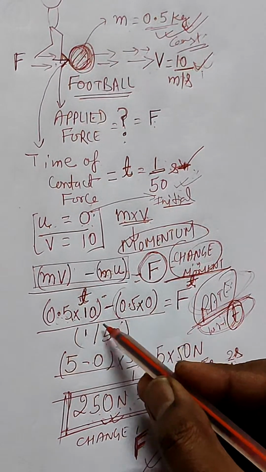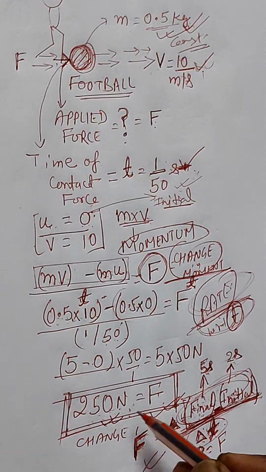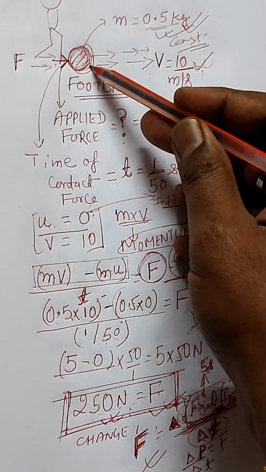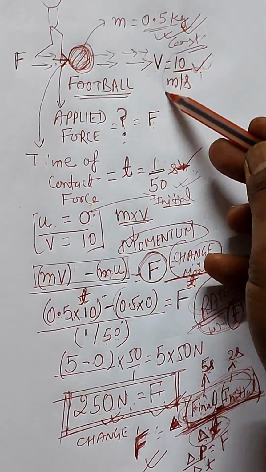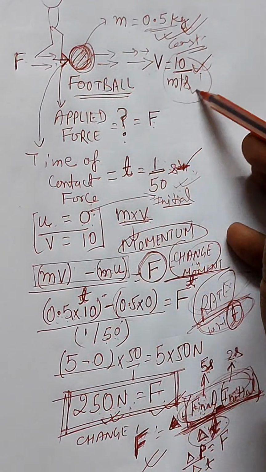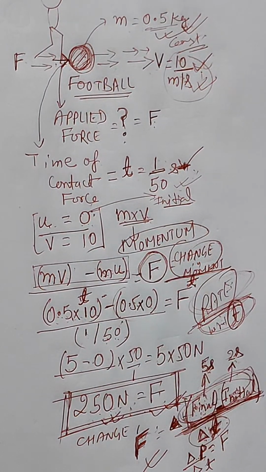Just put in the values and solve it. You get the force as 250 Newton. So 250 Newton of force is applied on this ball to impart it a velocity of 10 meter per second. As we gradually increase the force, the velocity will also increase. This is a simple numerical, students.